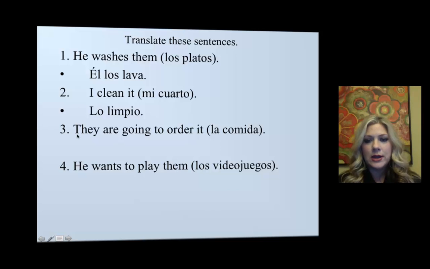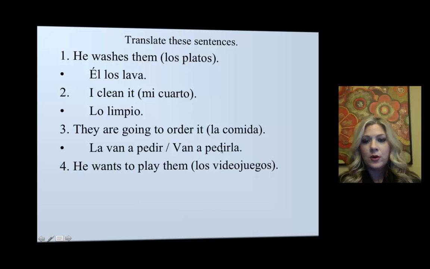They are going to order it, and by it, I mean la comida, the food. So la van a pedir or van a pedirla. We have two verbs, going to do something, going to order. This is conjugated, so it can go before the conjugated verb, but pedir is the infinitive form, the AR, ER, IR form, so we can attach it to the end, pedirla. And once again, if you want to include the subject pronoun, you could say ellos la van a pedir. Ellos van a pedirla. Either one of these is correct.